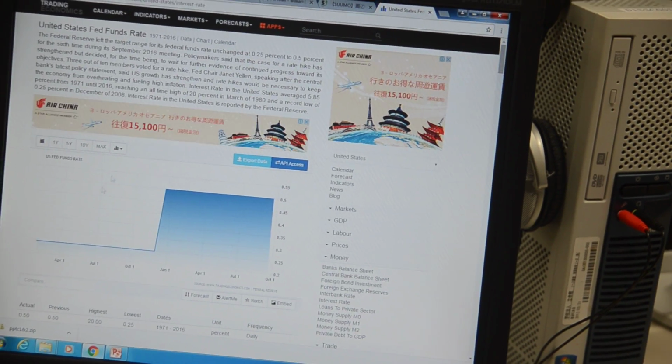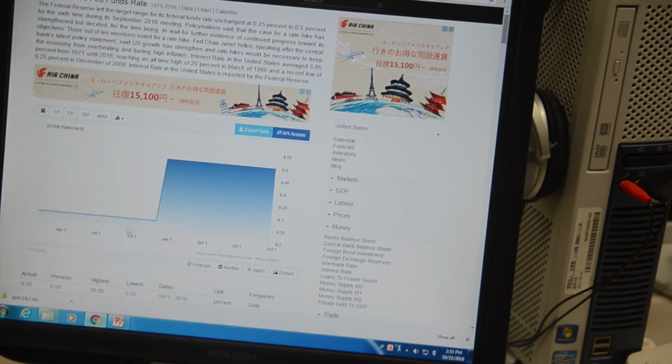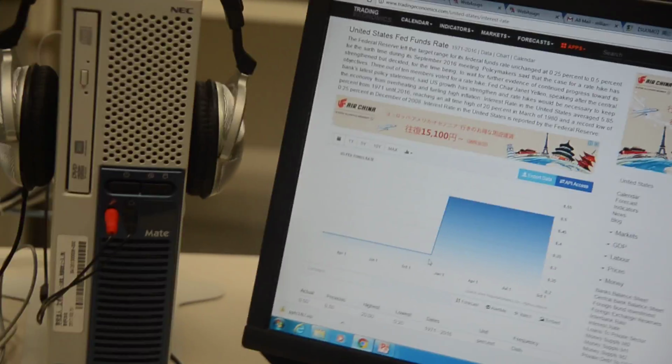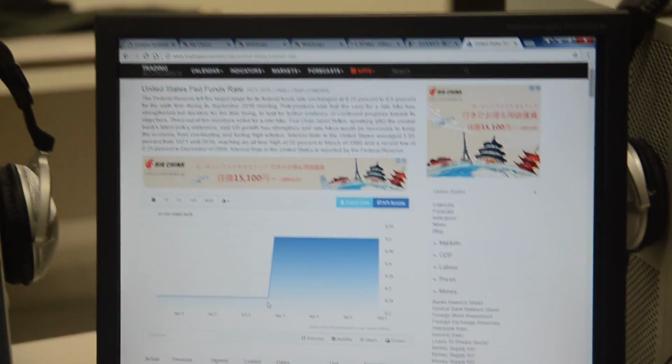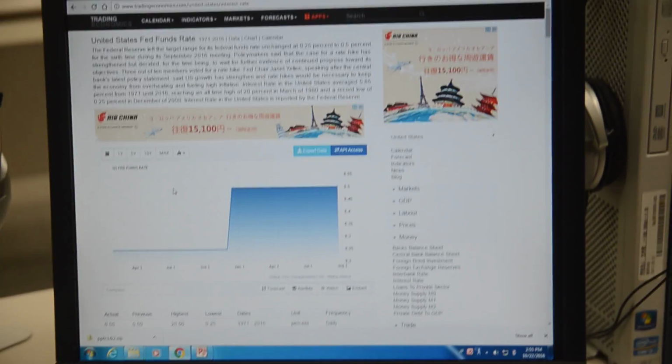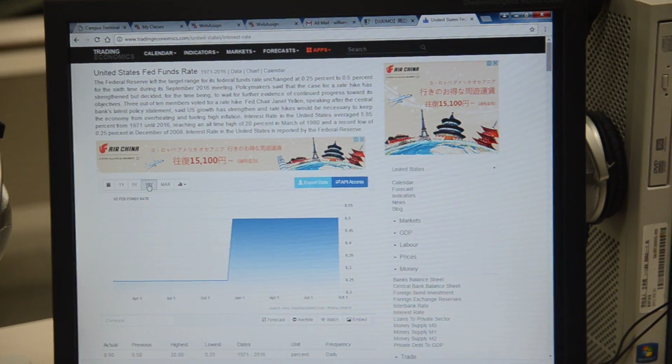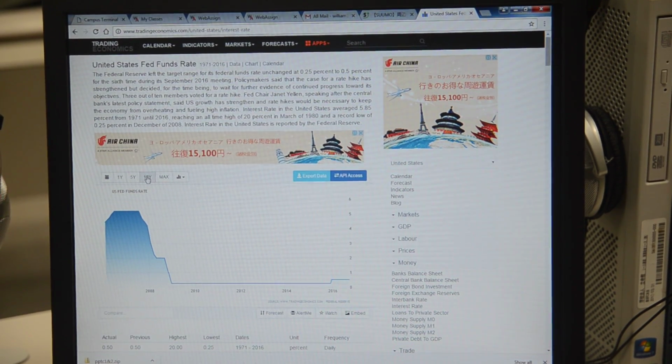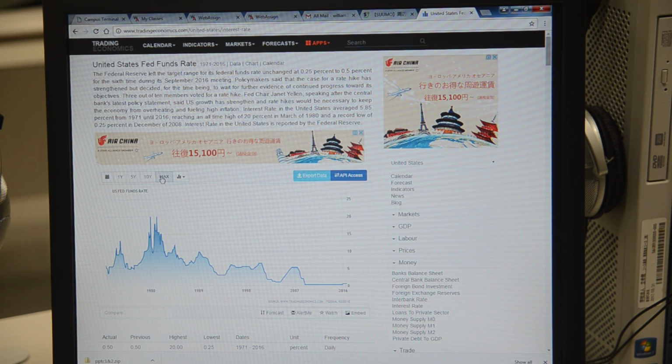Okay, so this is 1971 to 2016. Let's see what that looks like. So this is just a short time period, and we can see that there was a jump in the interest rate, but these numbers are not really much different. This is 0.025 and this is 0.5. But anyway, there was a big jump. But let's get a much longer time frame. Let's look at 10 years. Let's even look at that. What does this look like?